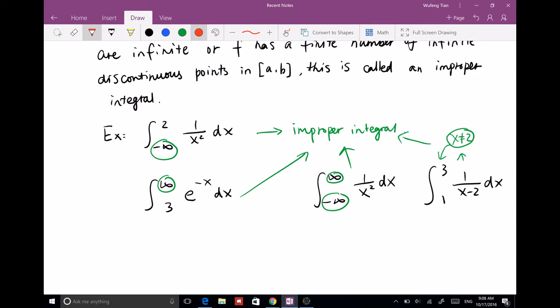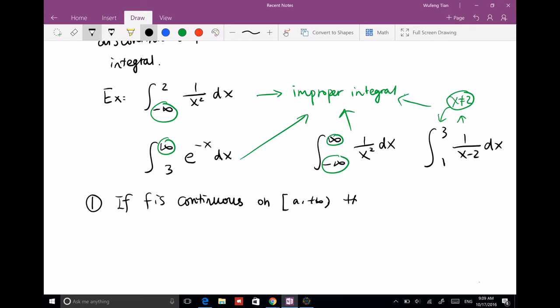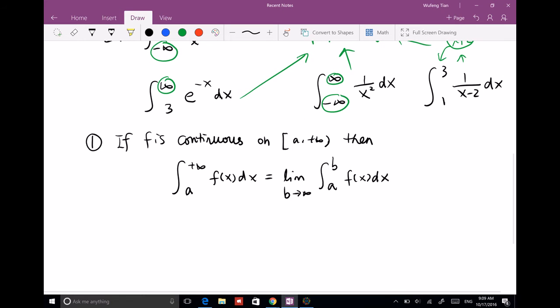So how do we find the antiderivative of an improper integral? First one: if f is continuous on a to infinity, then the integral from a to positive infinity of f(x) dx equals the limit as b goes to infinity of the integral from a to b of f(x) dx. What's the meaning of that? You look at this equation.